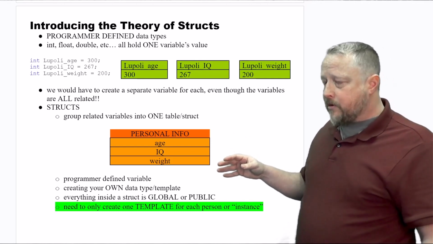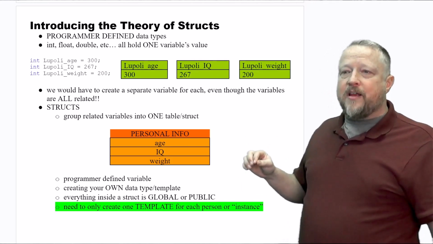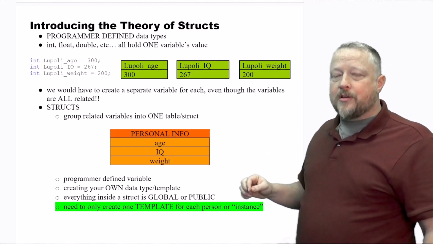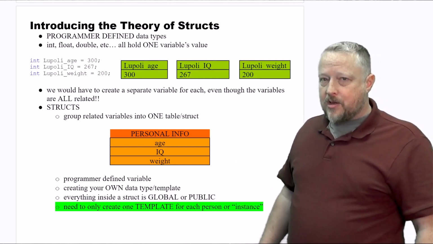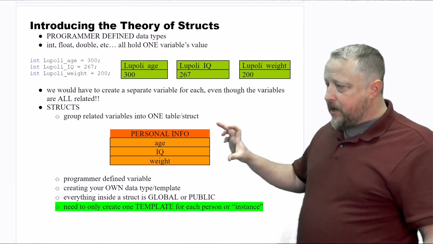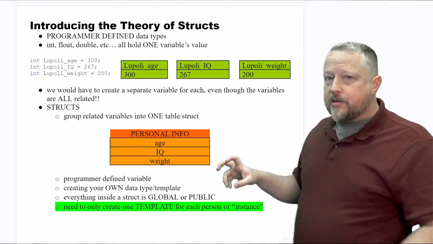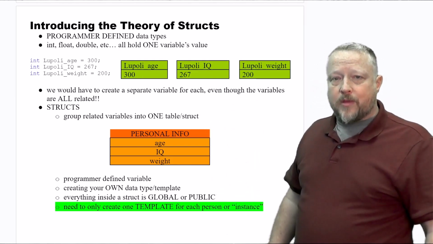We only need to create one template for a person, and then we can create an unlimited number of instances from this. And that's what you're going to see next, is creating the code. We only need to create one struct, which is the object, and then we can create as many instances as we want from there. So that's what we'll see next.